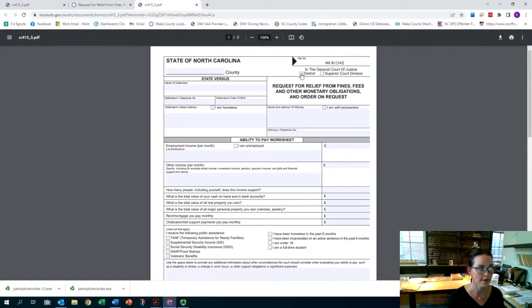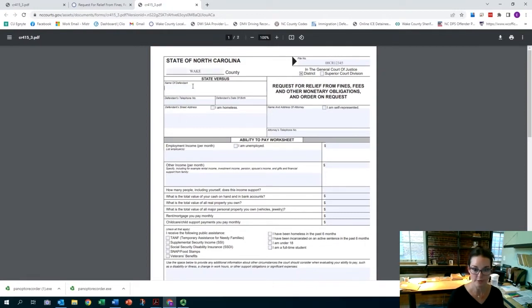Next, you're going to check the box regarding whether it's in district or superior court. If the letters in your case number are CR or IF, then that is district court. If the letters in your case number are CRS, then that is superior court. Next, you want to come over here and fill in the county for this case number. For this example, I'm just going to type in Wake.